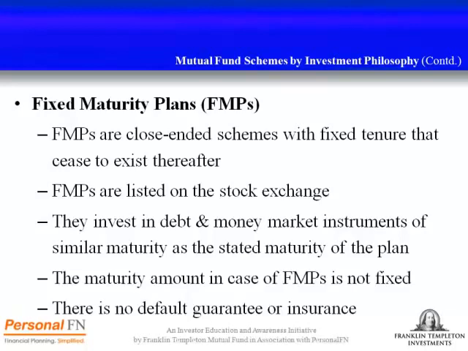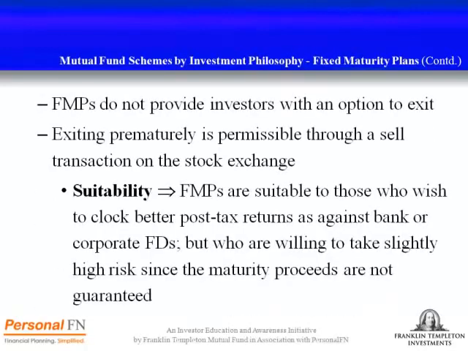Unlike FDs, the maturity amount in case of FMPs is not fixed. There is no default guarantee or insurance as in the case of bank FDs that come with a DICGC guarantee or an insurance up to a sum of Rs 1 lakh per bank. Also, unlike bank FDs where investors have an option to prematurely exit, FMPs do not provide investors with an option to exit. However, exiting prematurely is permissible through a sell transaction on the stock exchange.